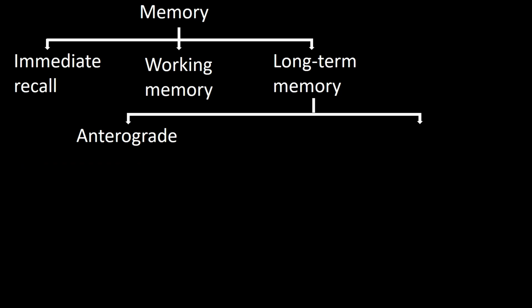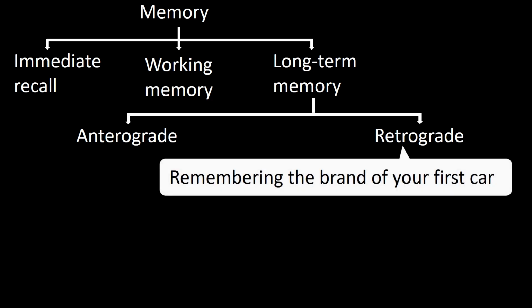The second division of memory, pivoting on the process being used, is called retrograde. It is the equivalent of playing back the sounds and images burned in the disk. An example of retrograde memory is remembering the brand of your first car or what you had for breakfast.